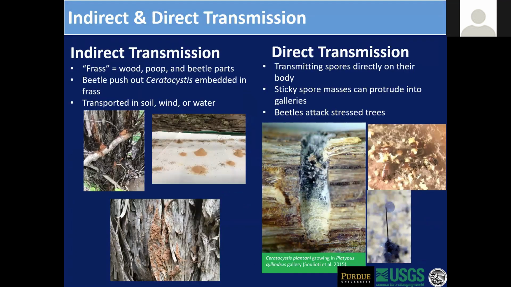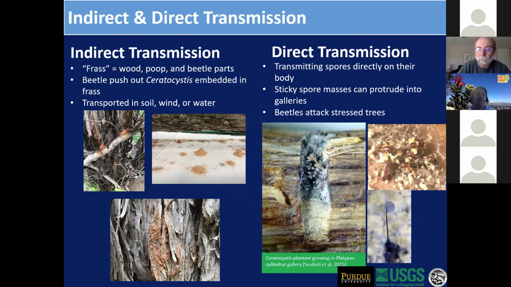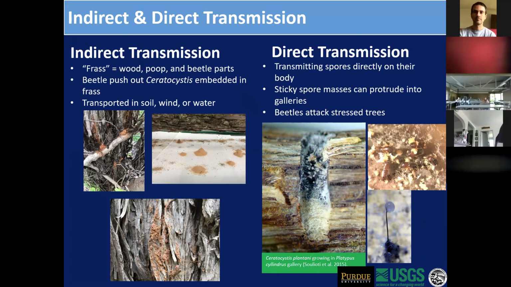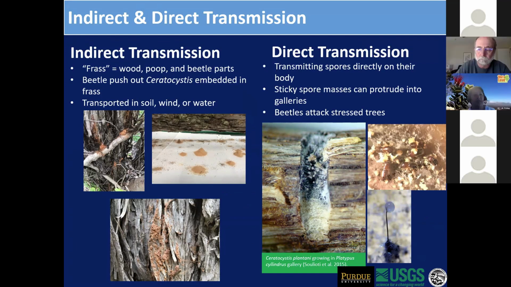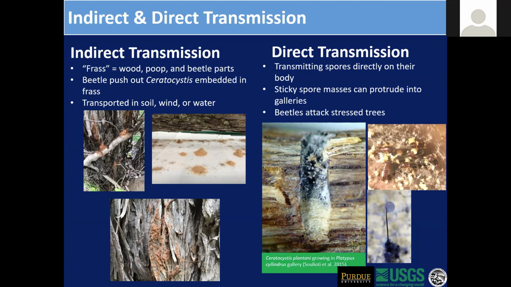So this talk really focuses on the indirect transmission and the direct transmission. Briefly, indirect transmission refers to the movement of frass that the beetles are creating when they're making their galleries. There can be viable Ceratocystis propagules that are pushed out into the environment. And then this viable inoculum could get moved in the soil, moved around in pots, moved on your boots or in vehicles, also blown in the wind, and even potentially spread via waterways.